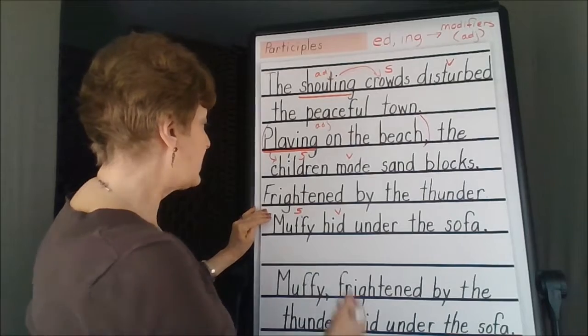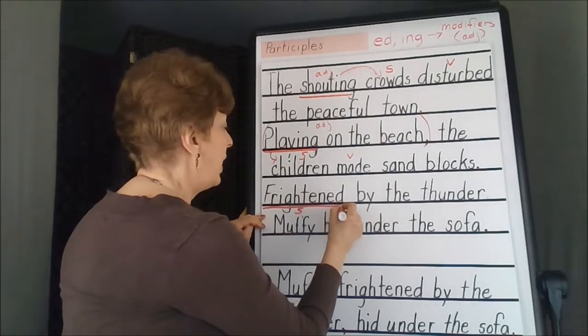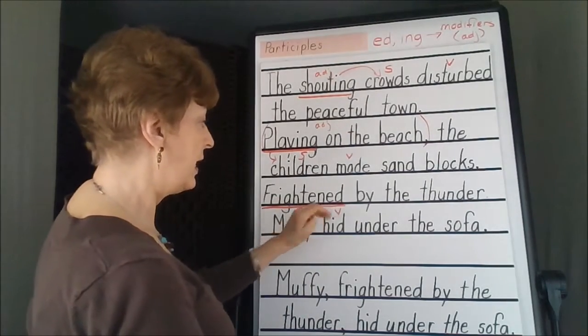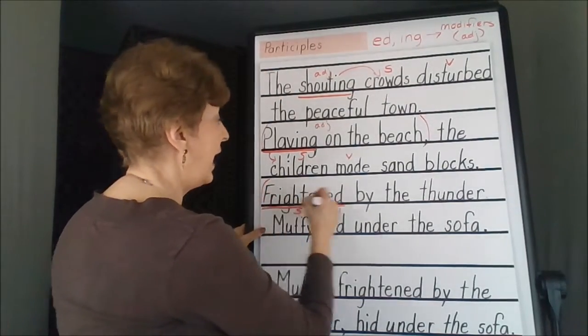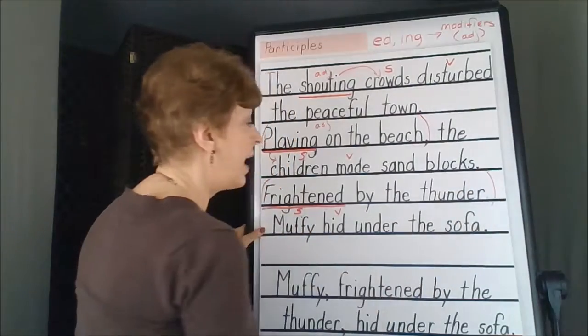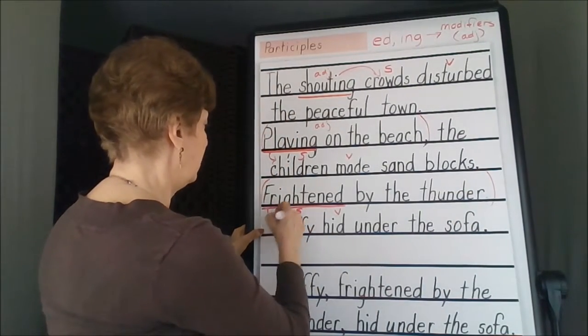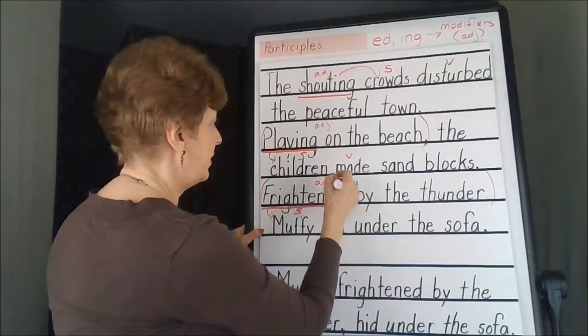So this has to be a participle. It has an ed ending on it. It's a past participle. And that is a modifier of Muffy. Again, we have an adjective here.